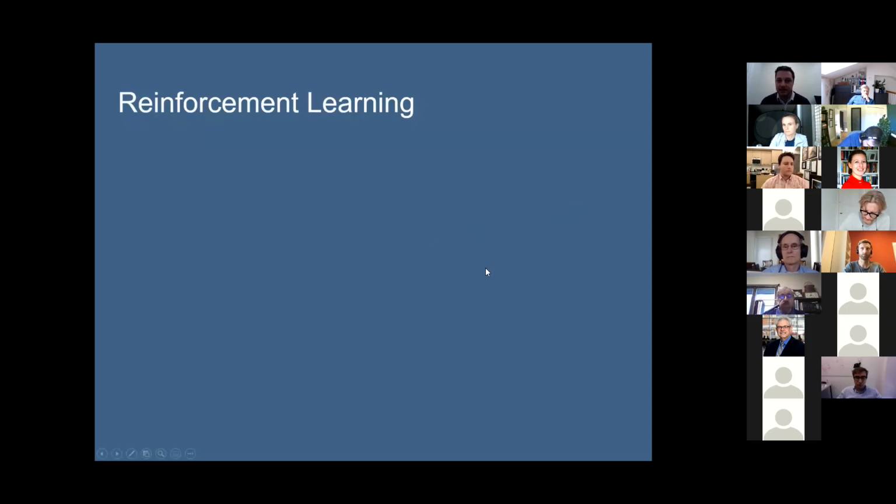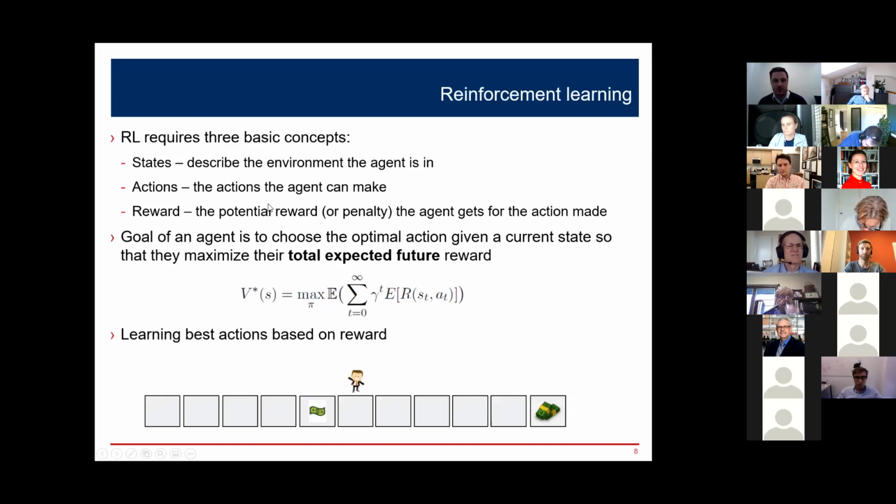Okay, so the technique that I use, as I mentioned, is called reinforcement learning. Just to give you an overview, reinforcement learning basically has 3 concepts. We've got what we call states. They describe the environment that the agent is in. In this instance, it's going to basically be the market conditions. So this is going to describe the market conditions of the limit order.